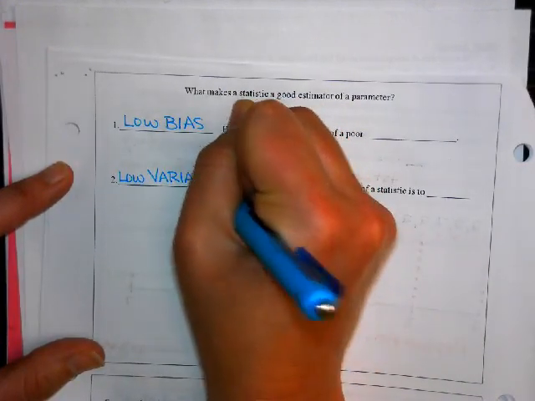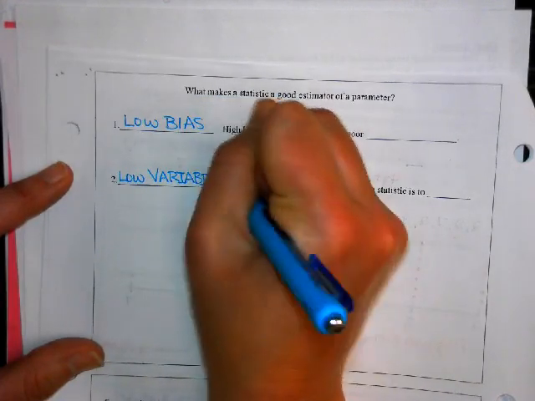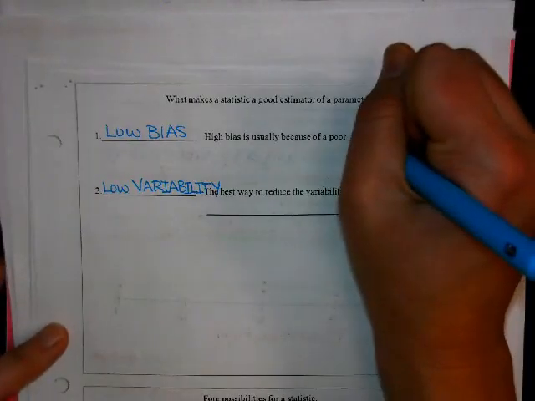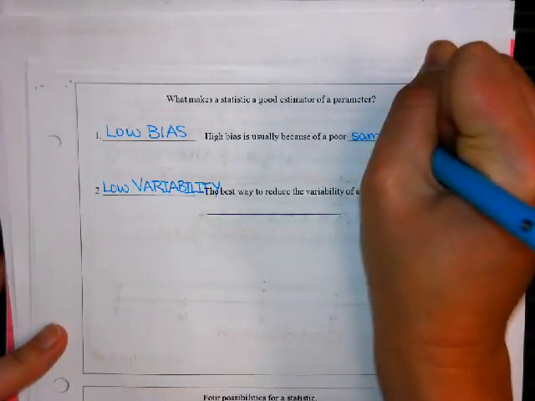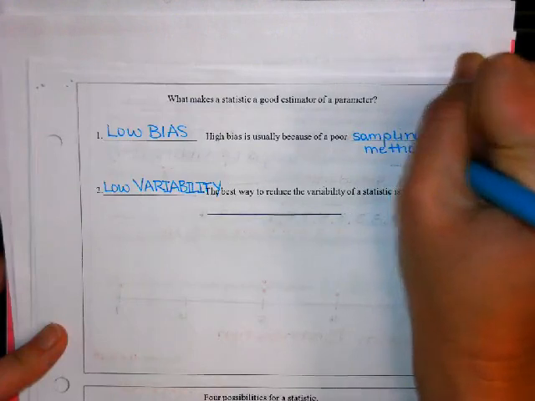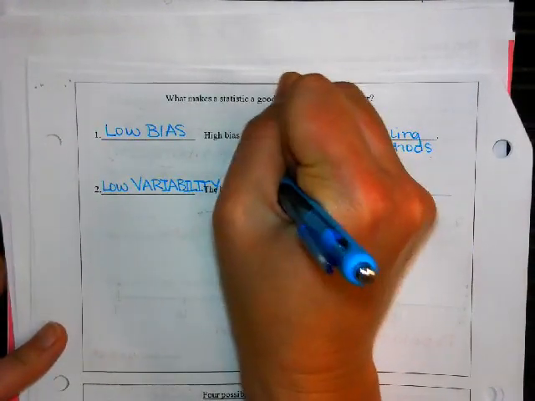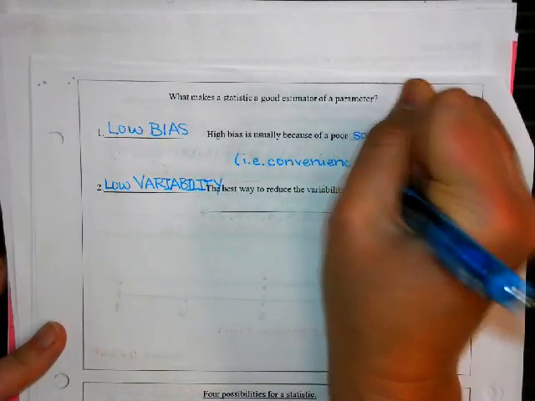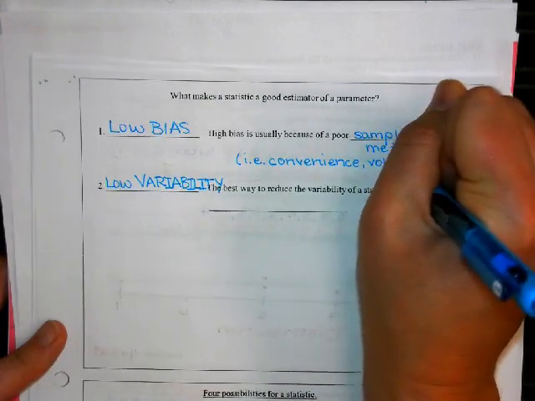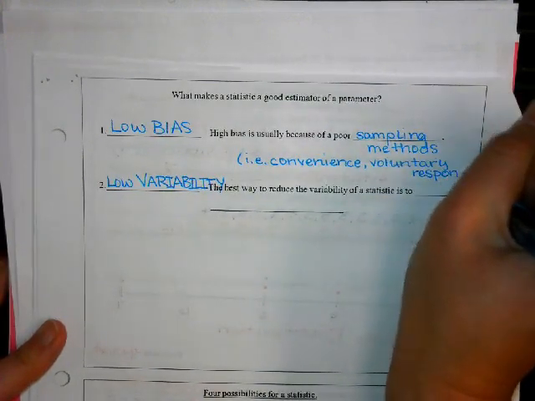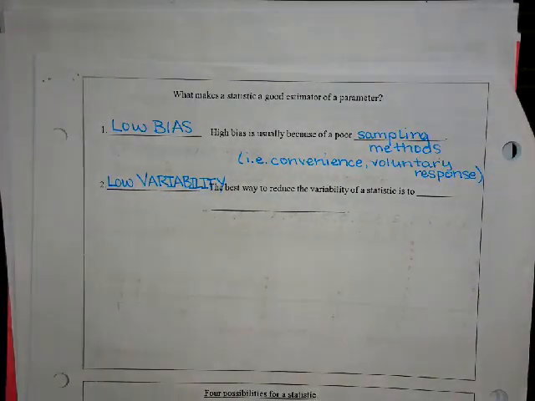So, high bias usually happens because you have a poor sampling method. What are some of those poor sampling methods that we learned back in chapter 4? Convenience. What else? Voluntary response. We have that. A cluster could go either way depending on how you cluster things. But convenience and voluntary response are the two most common bad sampling methods. Then there's all the other things that can go wrong with good sampling methods. And then Seth reminded us the best way to reduce variability is to increase your sample size.